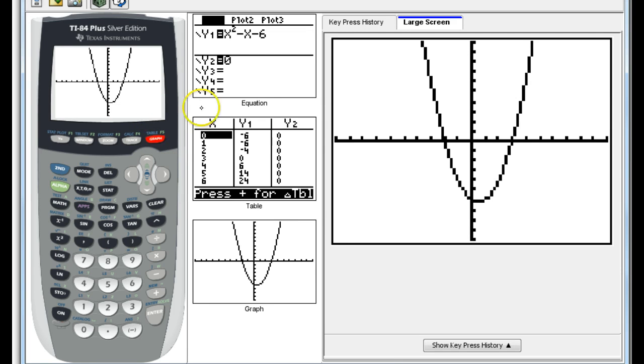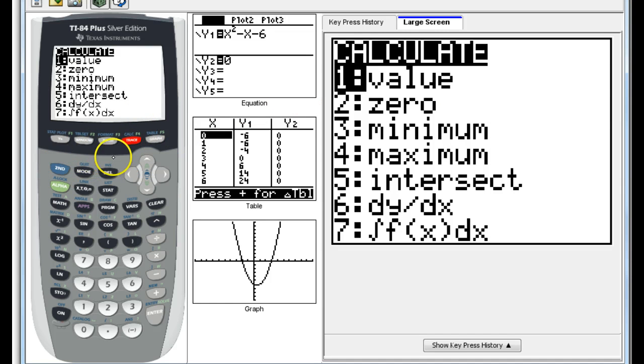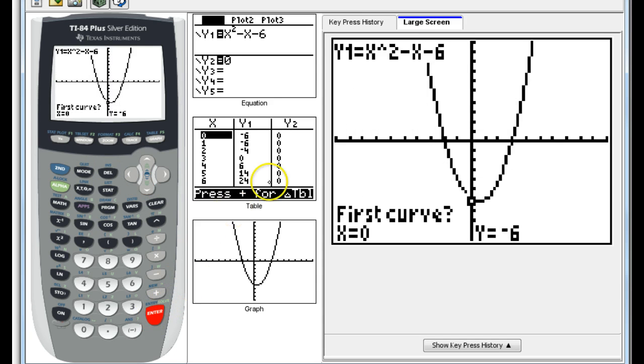Alright, so here is our graph. Now we're finding the zeros. The zeros are the x-intercepts. Okay, so we're going to find both points. So remember, second calc, number 5, because we're finding where those 2 lines intersect.